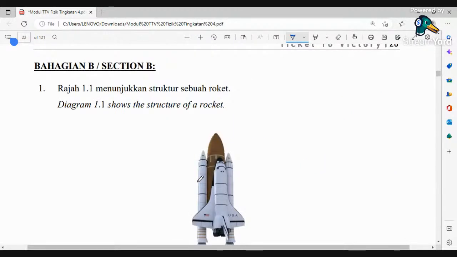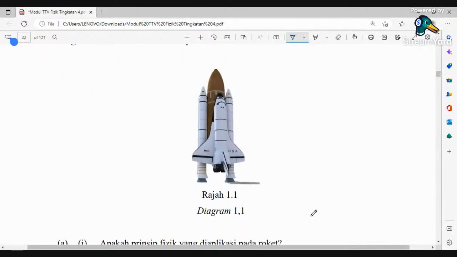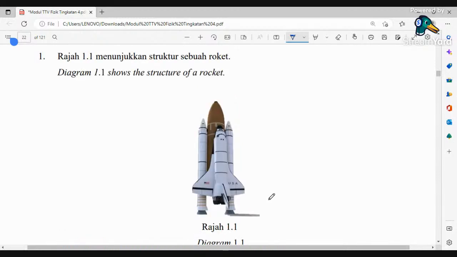Okay, now we go to the essay part, section B. Diagram 1.1 shows structure of rocket. Normally when you read the question, you look at the diagram, you must start to think what are the concept involved. Kalau roket ni ialah principle of conservation momentum. Juga yang Newton third law, action reaction, okay, force pun ada.